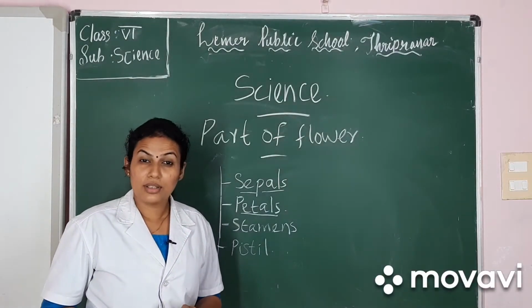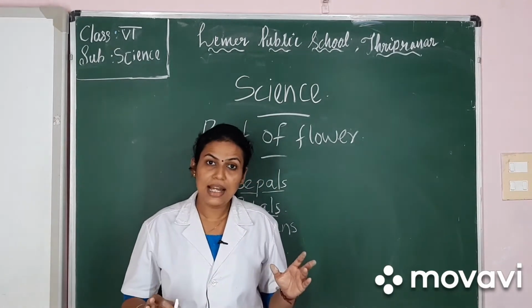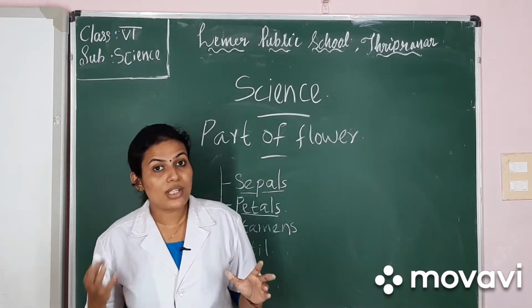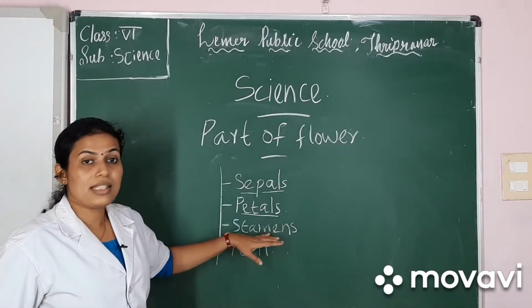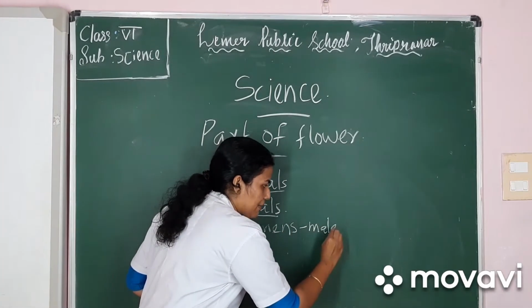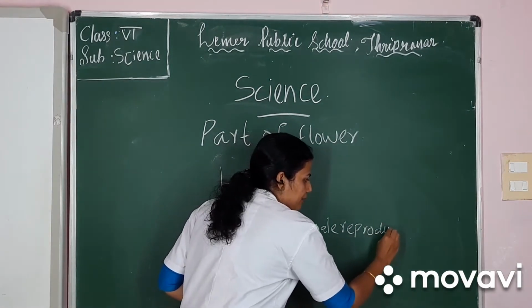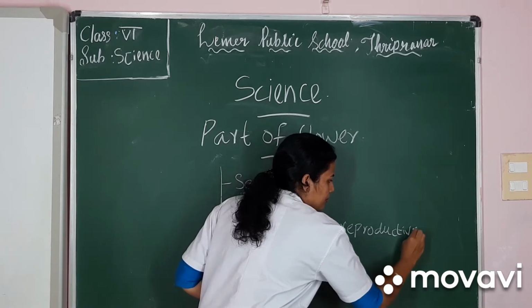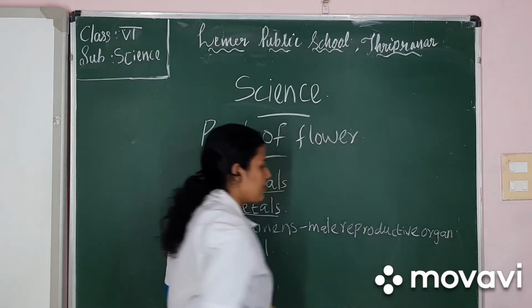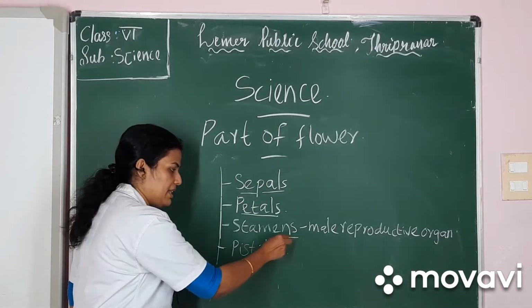Now let's learn about the third part of a flower, that is stamen. Stamens are found inside the petals of a flower. They are usually 4 to 6 in number, and these stamens are male reproductive organs. The male reproductive organ of a flower is called stamens.